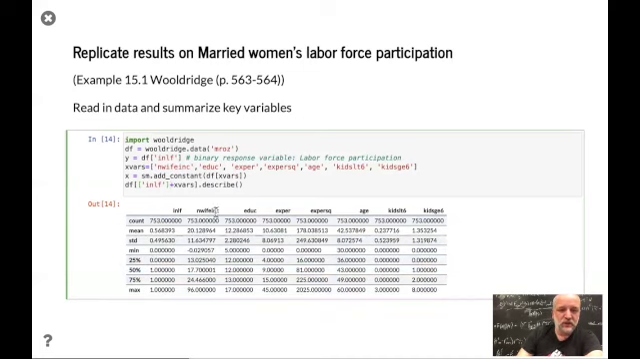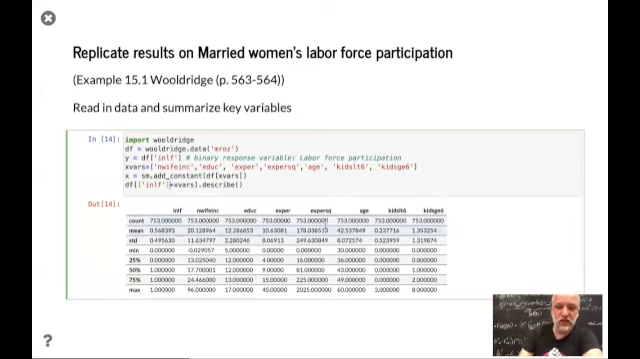Then you got here the non-wife income. So this is for married women's labor force participation. So you may think that the husband's income or other income in the household is affecting the probability of participating in the labor force.